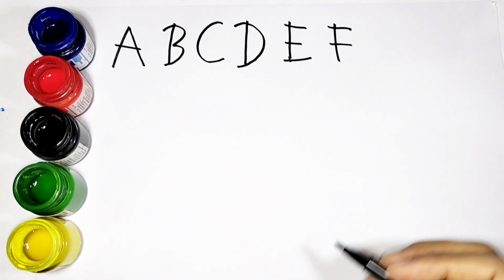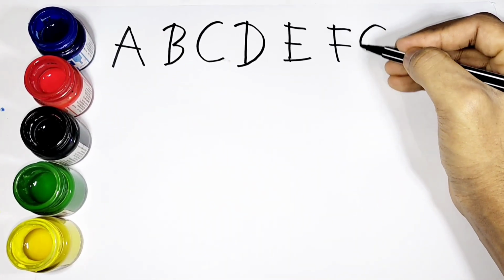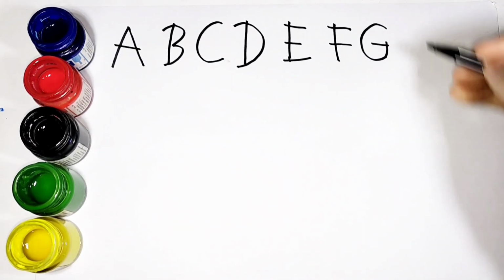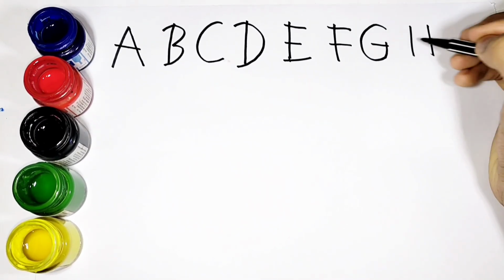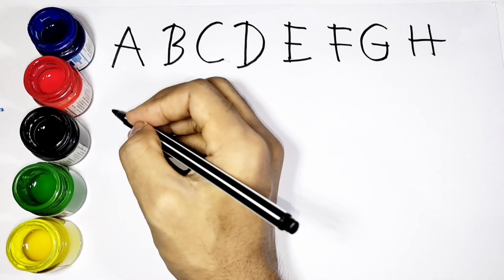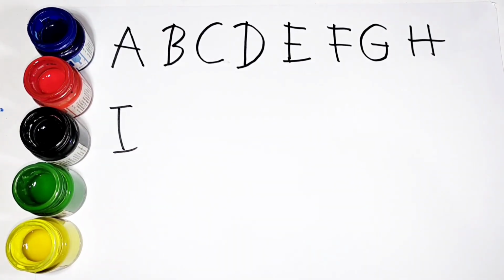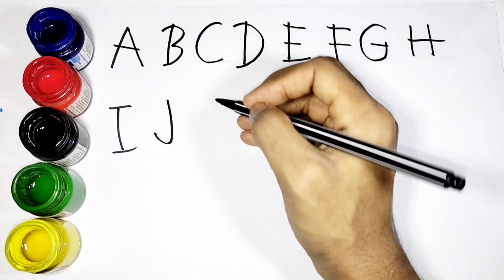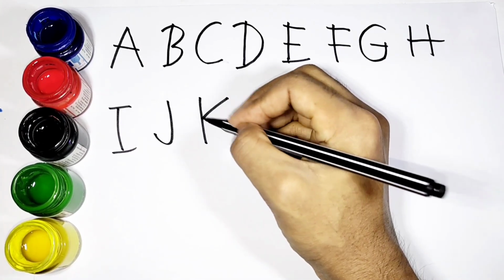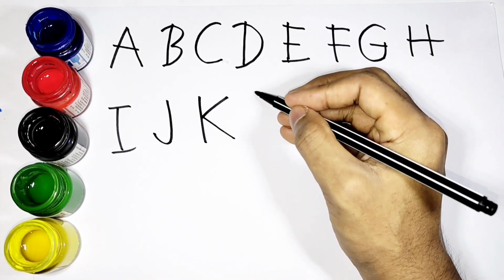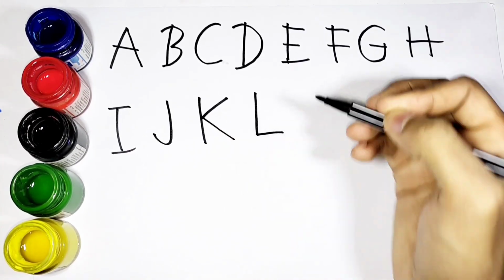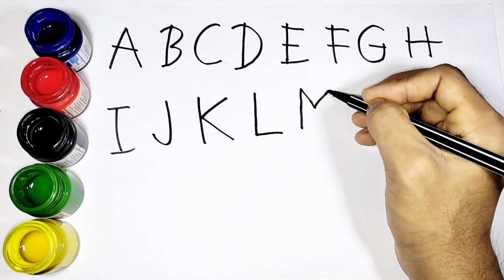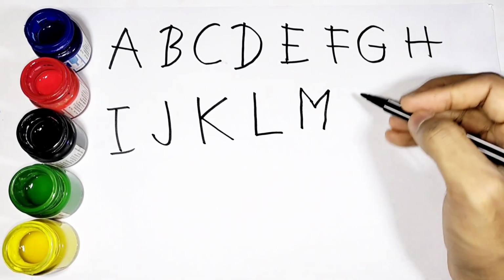And the next one is G. G for God. The next one is H. H for hand. I for eyes. Kids, now we draw J. The next one is K. K for kite. L for lion. And now we draw M. M for moon, M for mango.